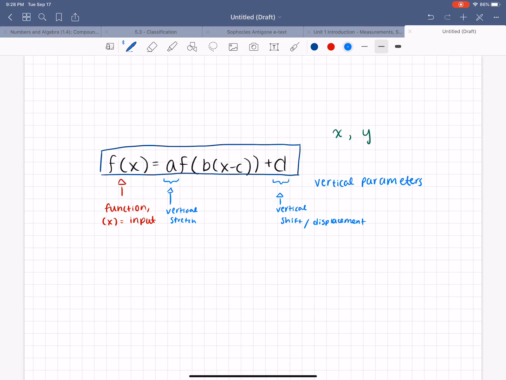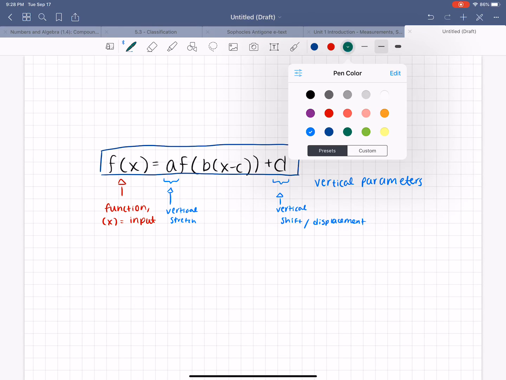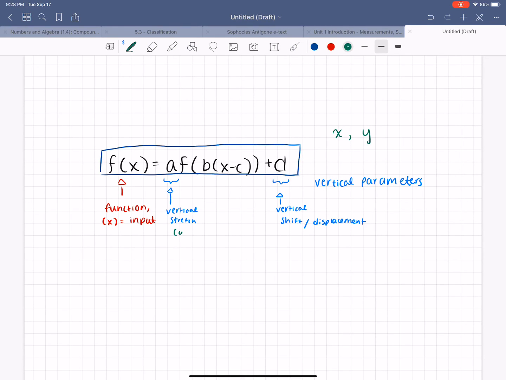These are transformations which affect our y, because it's vertical, right? So in other words, effectively, if we have x, y would be transformed by a factor of a, and the constants of d. So those are our vertical parameters.